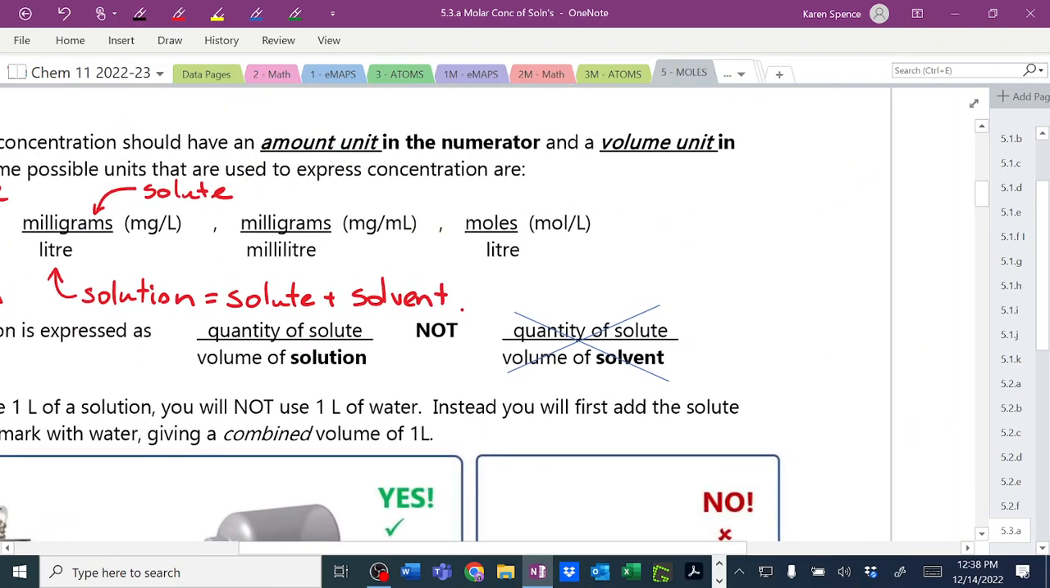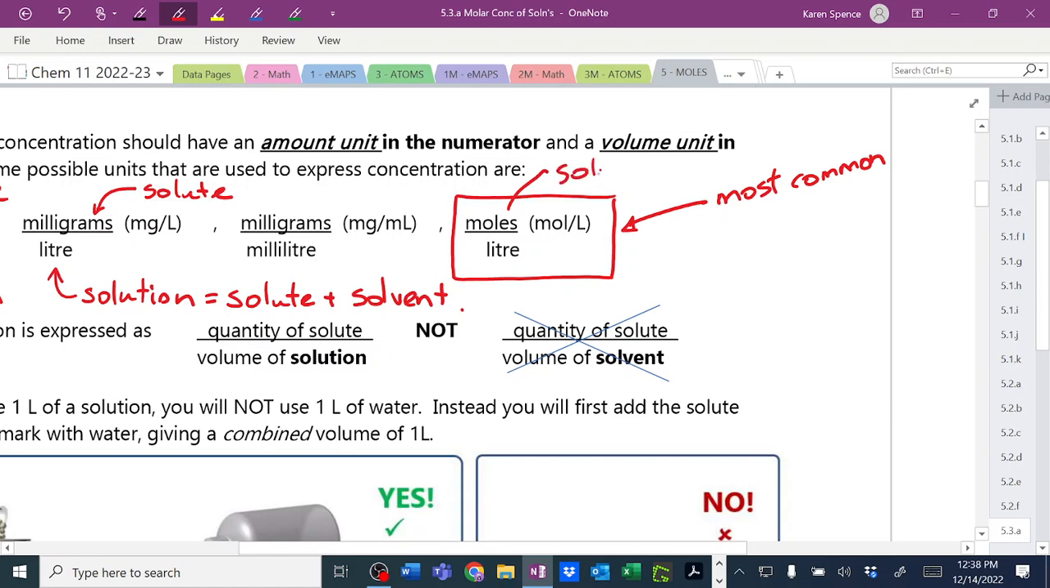Now, the one that we most often use, to be honest with you, is moles per liter. This is the most common. So that is the moles of the solute per liters of solution, which is the solute plus the solvent.